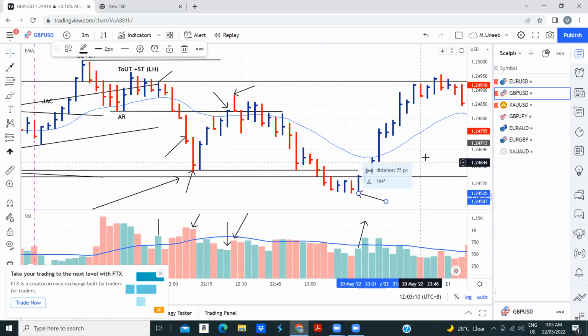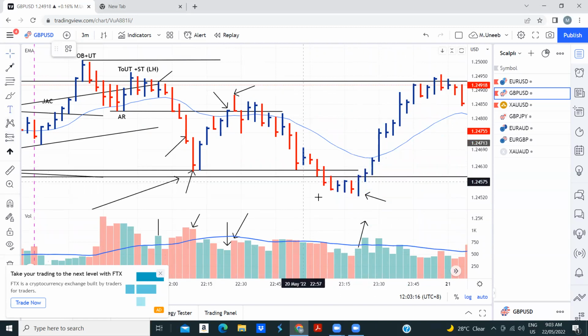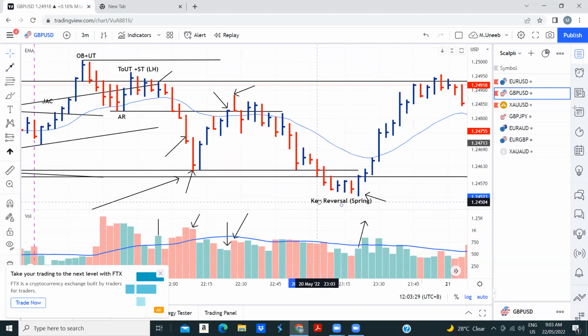This is what, key reversal, right? You see, increase in volume. This is key reversal. So this is what we call key reversal, and it is also what? Spring. Got it? Yes. So what happens? This is another buying position. We can buy again. Okay, and if you buy from here, you already know.